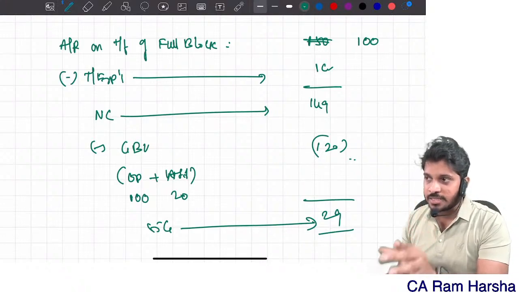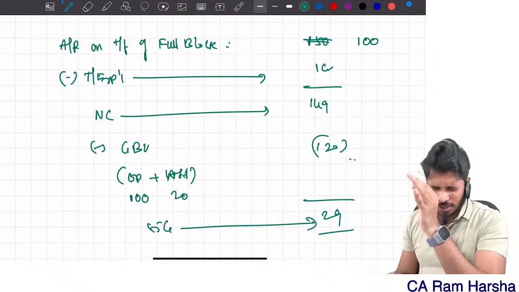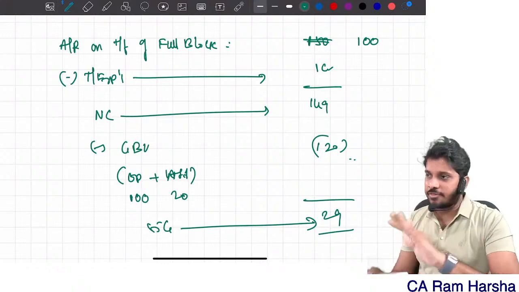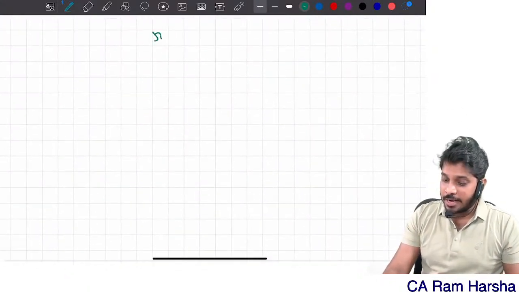And on depreciable assets, the capital gain is always long term. Sorry, the capital gain is always short term. Loss is short term. That's it. Section 50 is over.